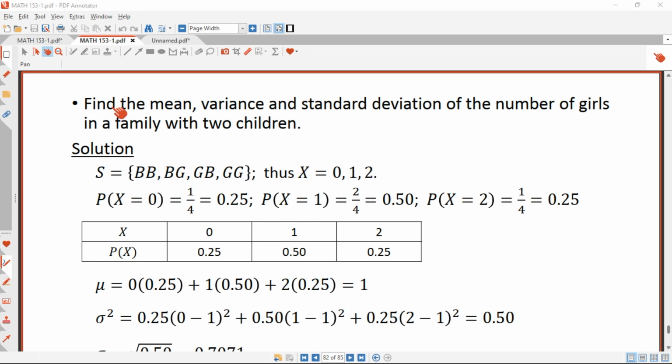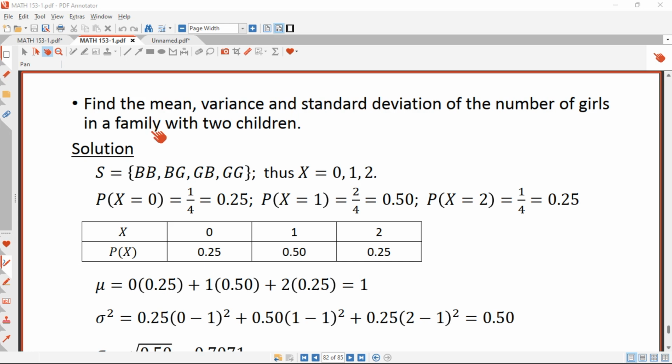So it says find the mean, variance and standard deviation of the number of girls in a family with 2 children, right? In my introduction to probability, I told you guys how to find the sample space for this random variable, right? So here we have the number of girls in a family. A family can have either a boy or a girl, right?